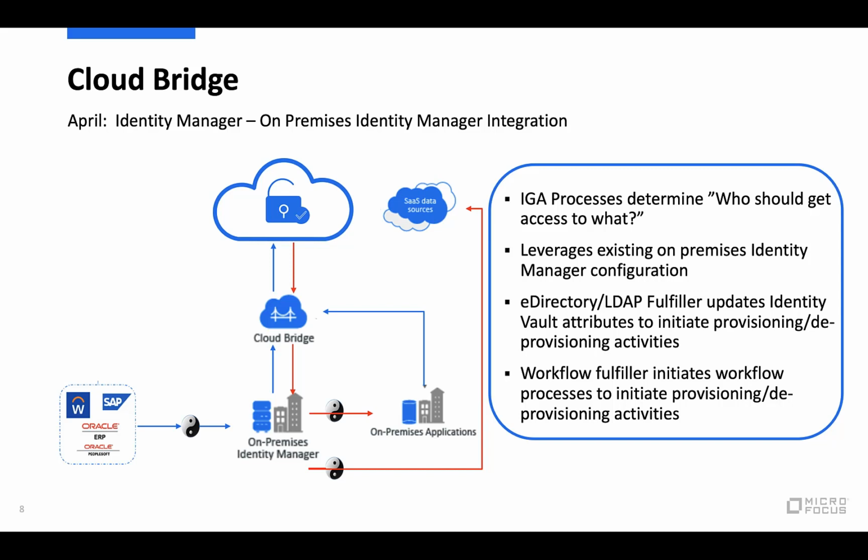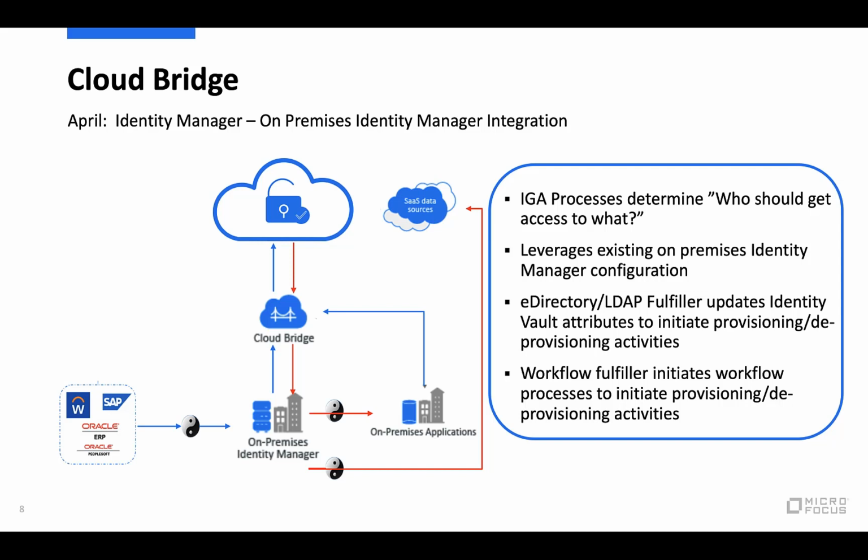The second option that you have is what's known as the workflow fulfiller. The workflow fulfiller will allow you to initiate a workflow action. If you're an Advanced Edition customer, you can initiate that workflow action onto an on-premise Identity Manager. That workflow can then invoke driver action to occur, which would ultimately result in provisioning the user to an on-prem application, or provisioning or deprovisioning that person to a SaaS application.